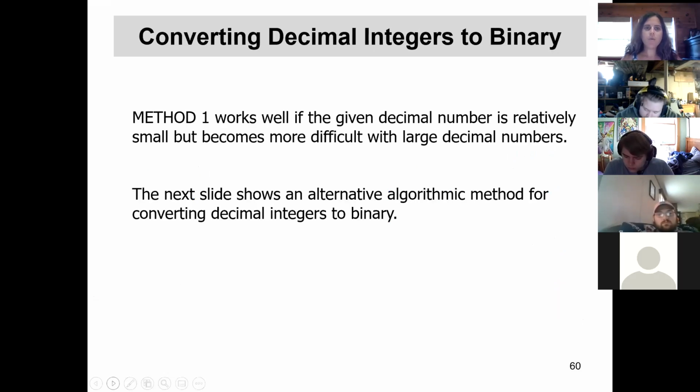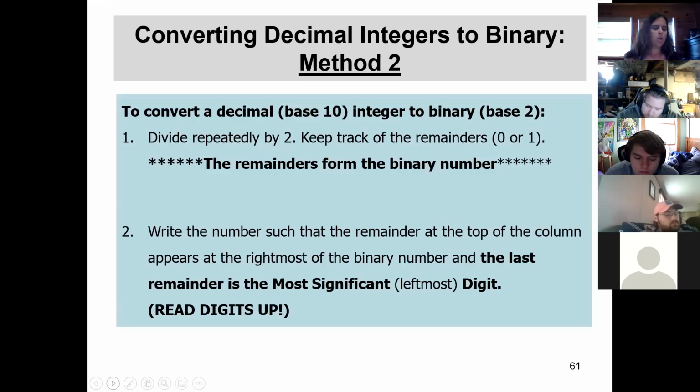Okay, so method 1 works well if the given decimal number is relatively small, but becomes more difficult with larger decimal numbers. So the next slide is going to show us an alternative algorithmic method for converting decimal integers to binary. So let's talk about that, doing it a little easier when we have larger numbers. Okay, so again, I'm going to read the process, but it's going to be a lot easier to understand once we're actually doing the process.